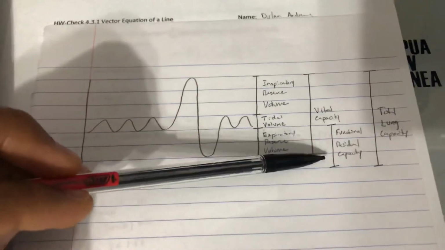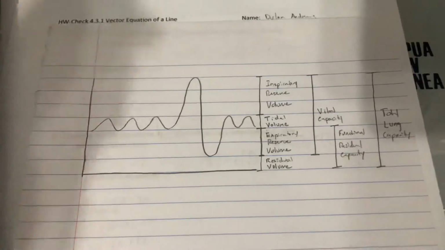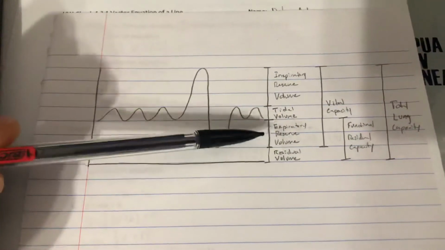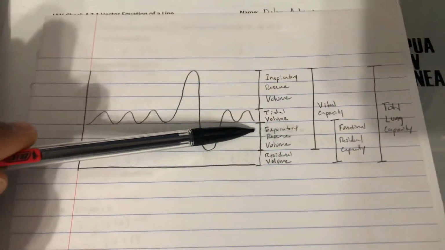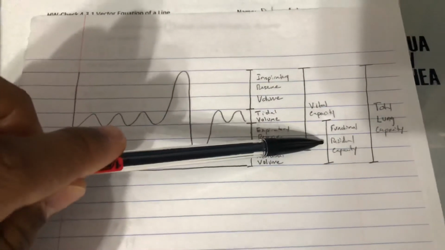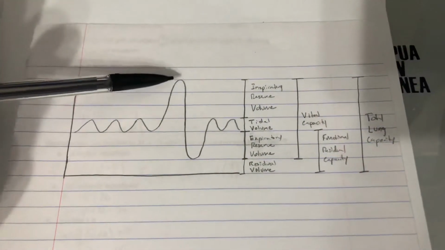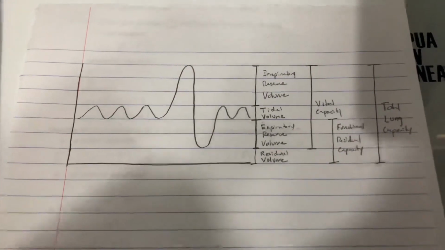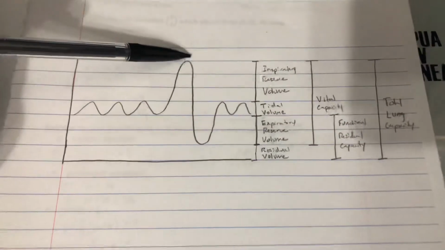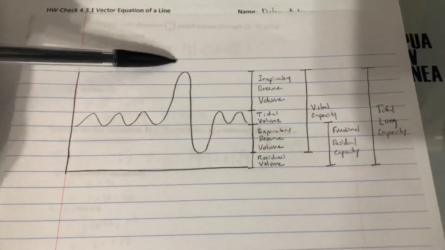The functional residual capacity is the amount of air that is expired after a normal expiration of breath. So that is why it is the expiratory reserve volume and residual volume combined to make up the functional residual volume. And the total lung capacity is the amount of air that the lungs can hold after one maximal inhalation. So that is why it is from 0 to 80 milliliters per kilogram.